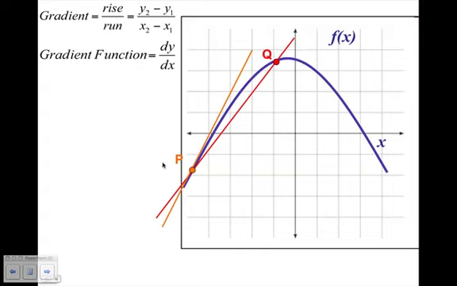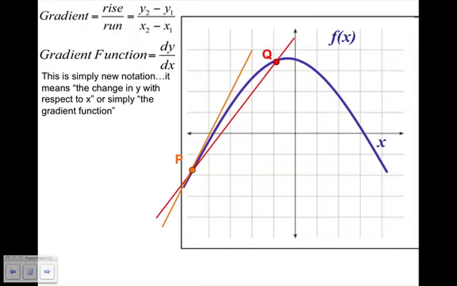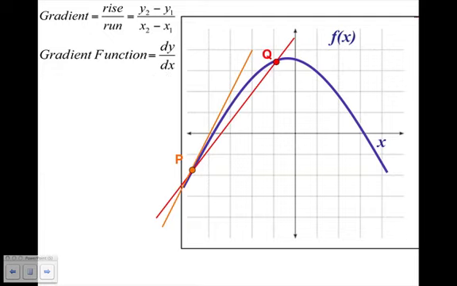We said the gradient's a function of x. And that's why we're using this new notation. This notation is due to Gottfried Wilhelm Leibniz. And Leibniz used the letter D because D stands for difference. The difference in the y values divided by the difference in the x values. And as I've said there, it's simply new notation. Okay, so regard it as being analogous to the letter m when we're talking about straight lines. It's the change in y with respect to x, or simply the gradient function.